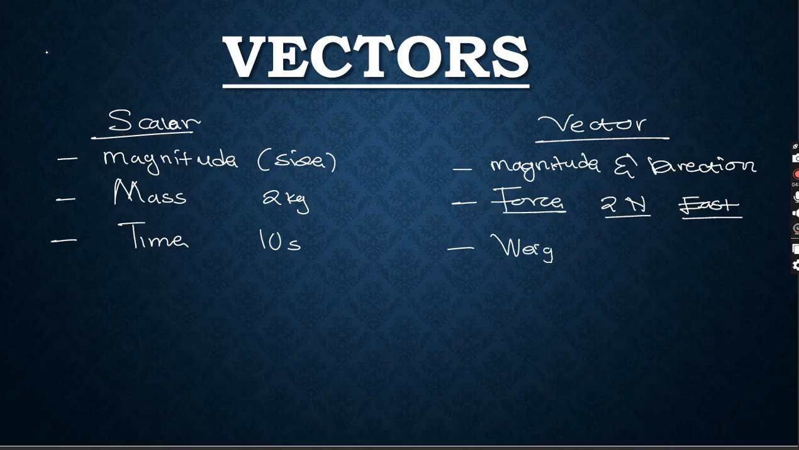But quantities like weight have magnitude. It is also measured in Newton, for example 4 Newton. We know that weight is the force which acts downward. So weight has a direction. This is how you differentiate the two.